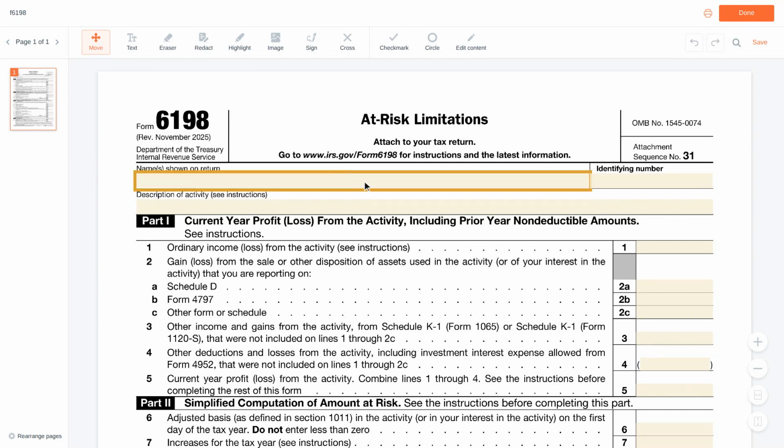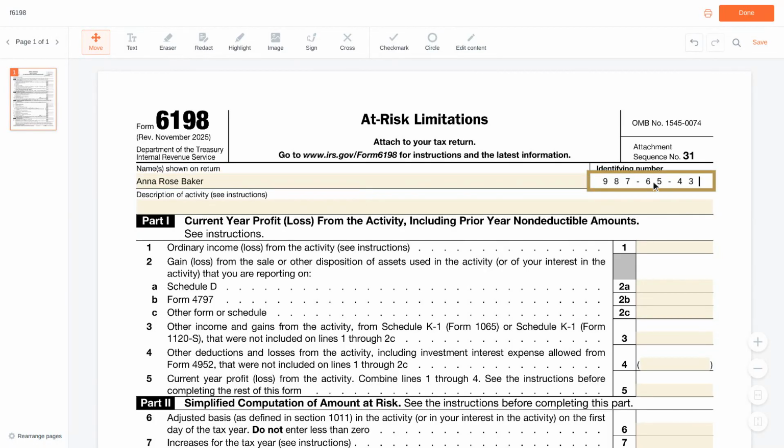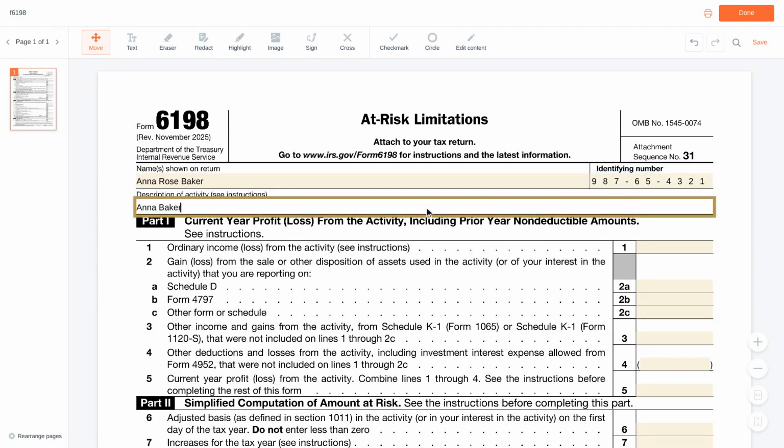Enter your name, social security number, and the name of the activity at the top of Form 6198. An activity for at-risk purposes is generally a trade or business, the holding of real property, or a specific venture or partnership. Part 1 determines your amount at risk at the end of the tax year.